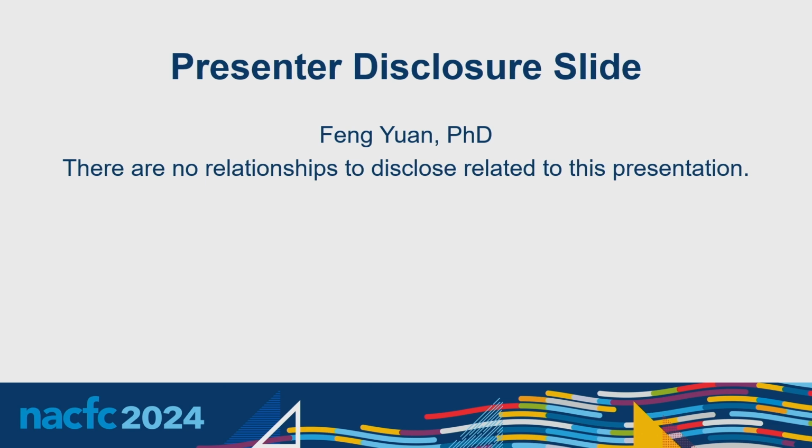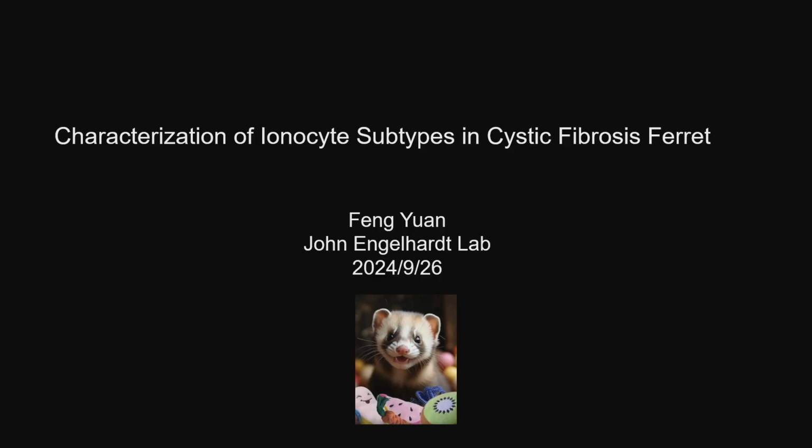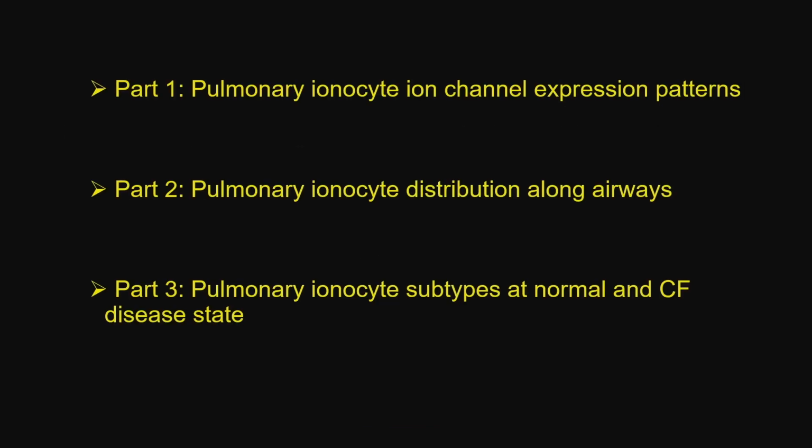My name is Feng Yuan. So this is my presenter disclosure slide. There are no relationships to disclose related to this presentation. My topic is characterization of ionocyte subtypes in the cystic fibrosis ferret, and I'm coming from Dr. John Engelhardt's lab. So we're using the cystic fibrosis ferret to dissect CF biology and pathology. My talk will consist of 3 parts.